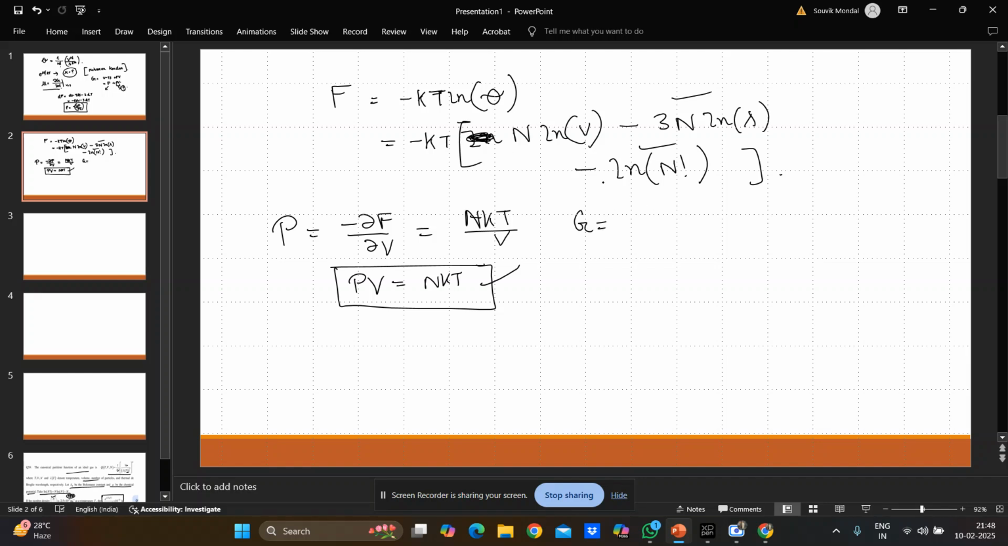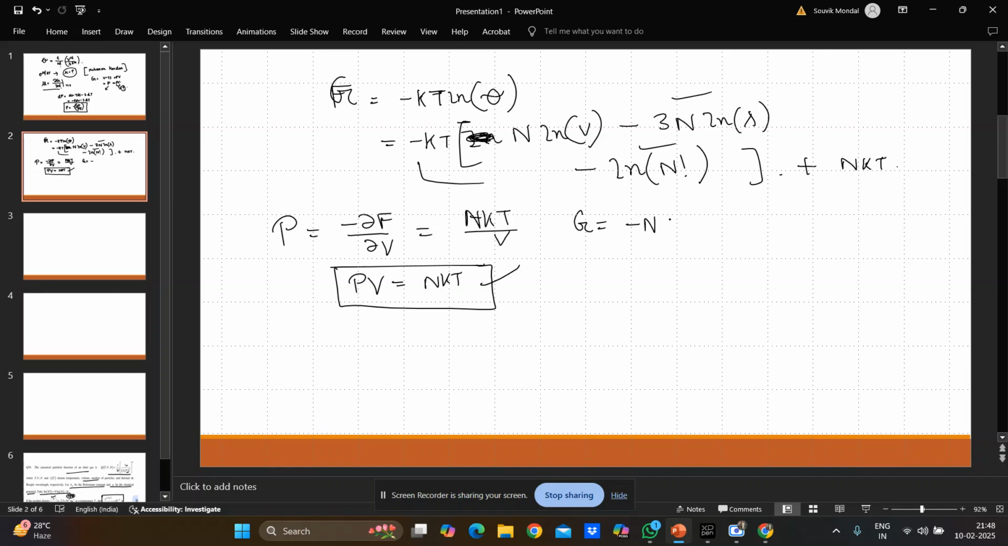G is this F plus NkT, right? Plus NkT. So now I am writing this as G. G is F plus PV. F is minus kT log Q plus PV, and PV is NkT. Okay, so now this N factorial we have to dissociate.